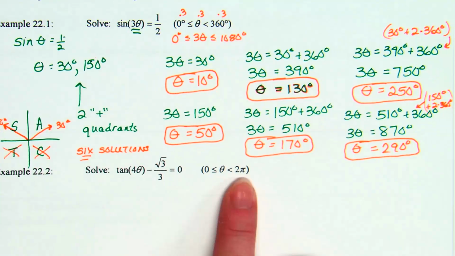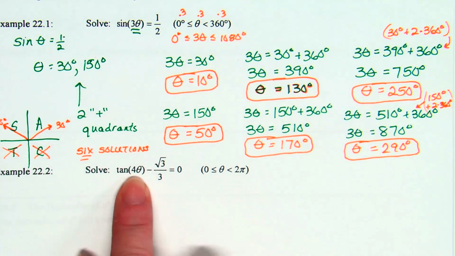4 theta. So that means we're going to have 4 sets of answers. If we have 2 initial answers, 2 times 4 is 8. Now that's based on assuming there are 2 initial answers, which usually there is, right? Because there's 2 positive quadrants, 2 negative quadrants.